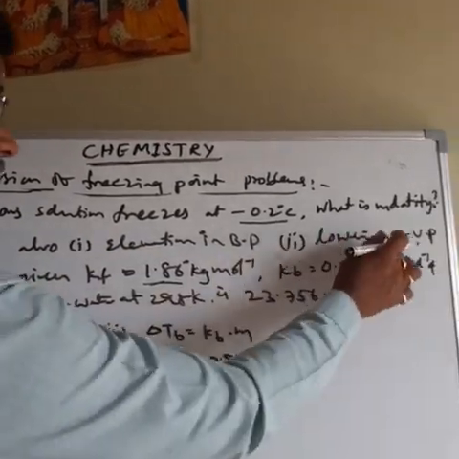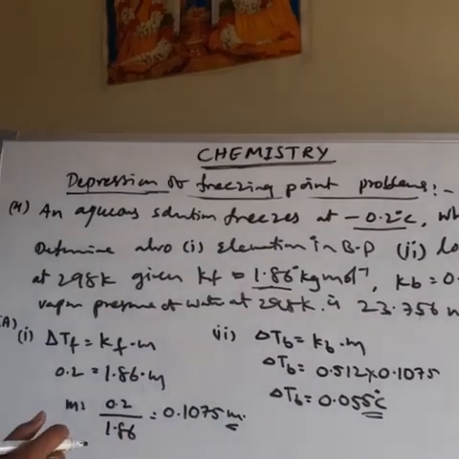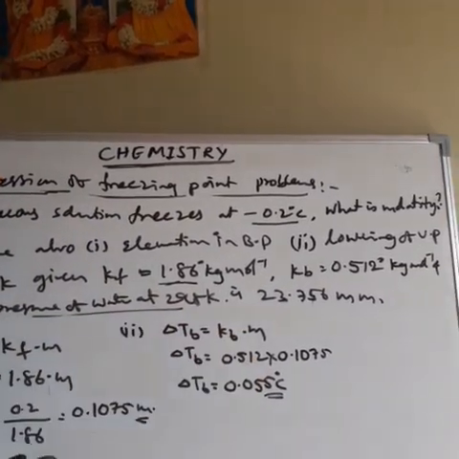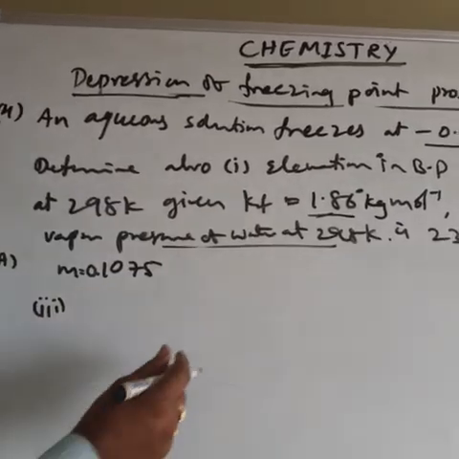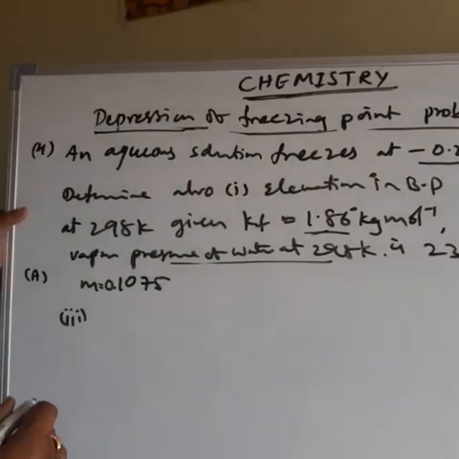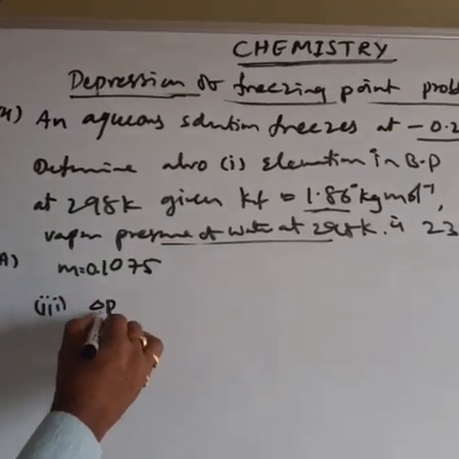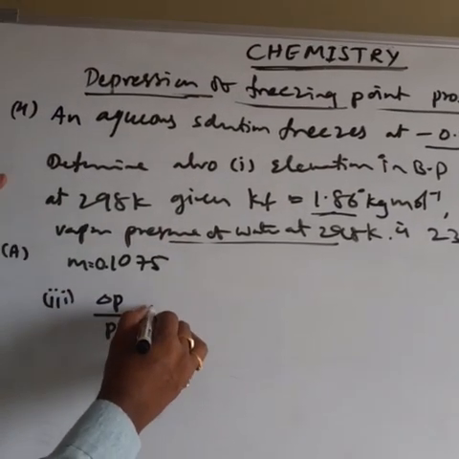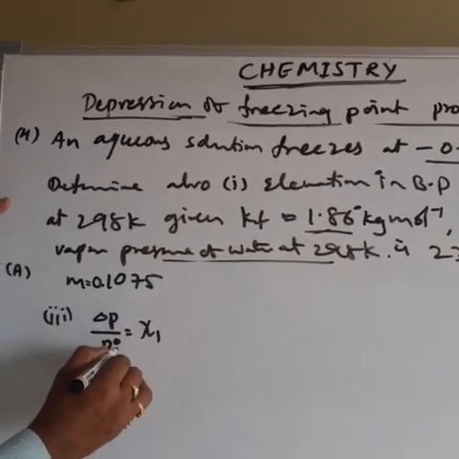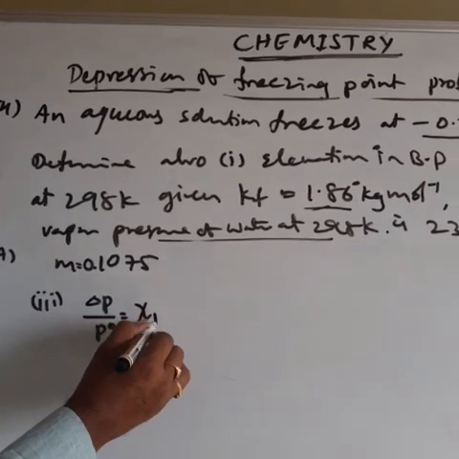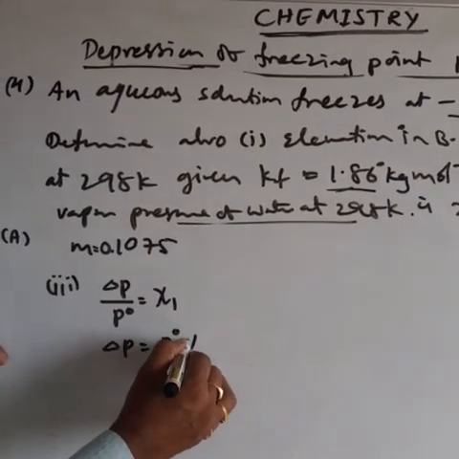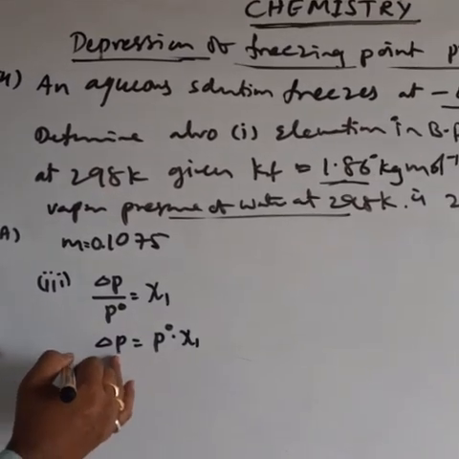Then next one, lowering of vapor pressure we have to find out. The third one is lowering of vapor pressure of the solution. Here the formula: delta P by P naught is equal to mole fraction of the solute. That means relative lowering of vapor pressure is directly equal to the mole fraction of the solute. From that, delta P is equal to P naught into X1. You have to find out the delta P value.